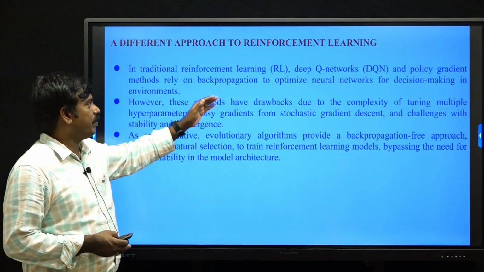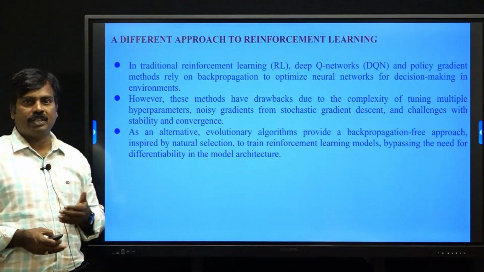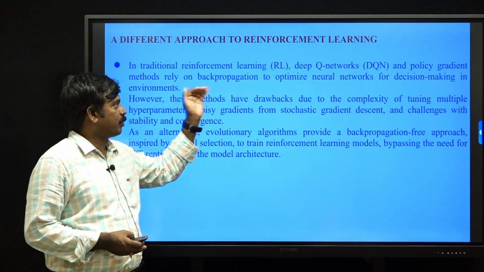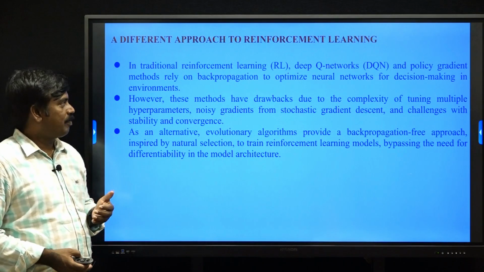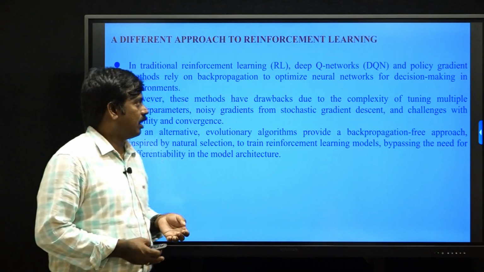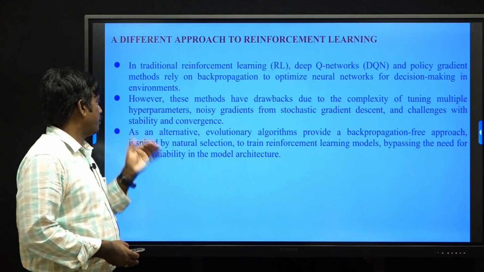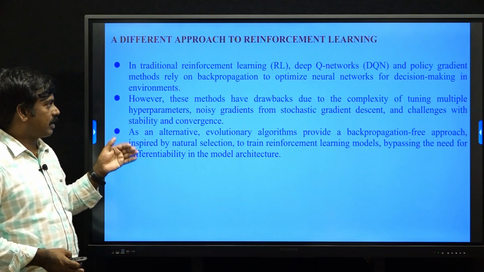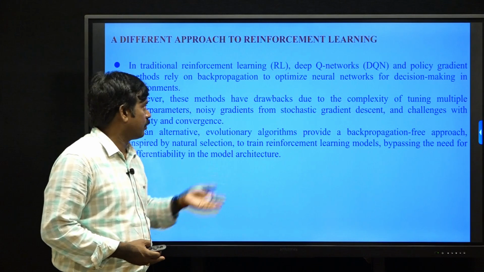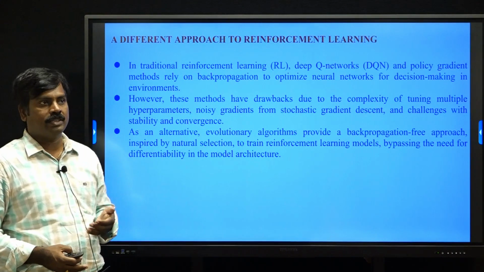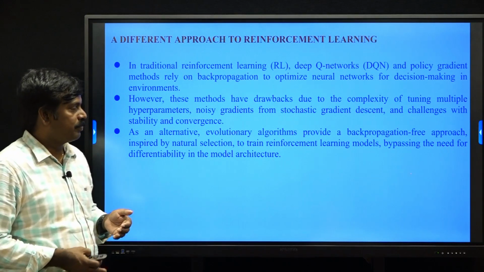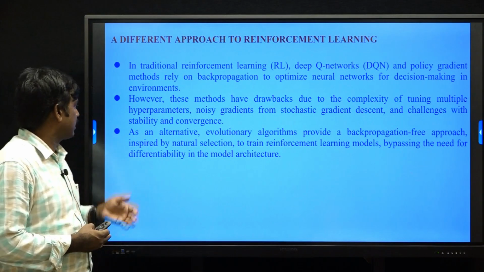They rely on backpropagation, so it requires differentiation calculations. A drawback of backpropagation is that we have to tune multiple hyperparameters. Multiple parameters are required in backward propagation. They also add noise in the optimization methods, and they face challenges with stability and convergence.